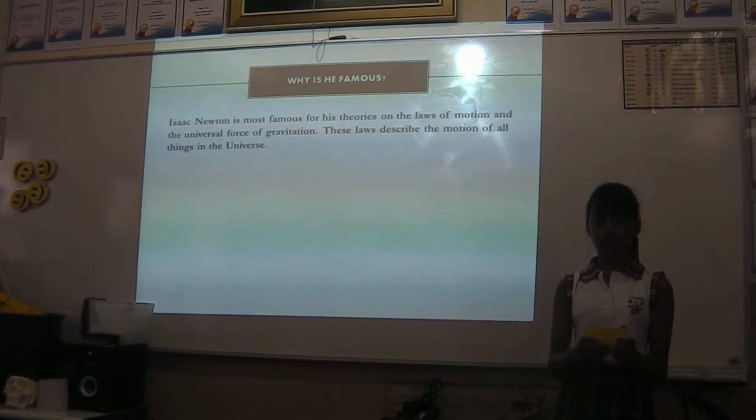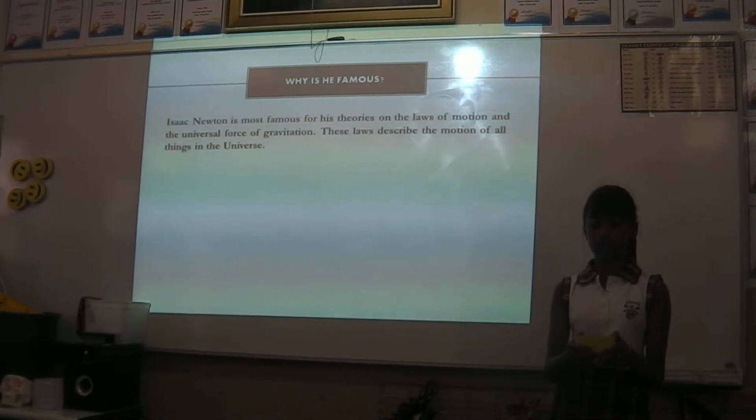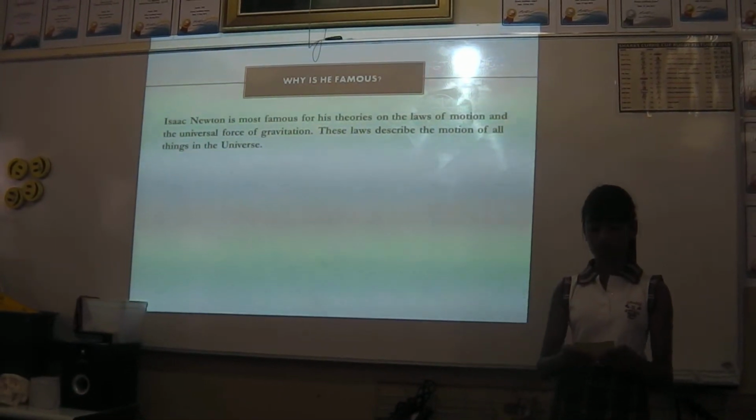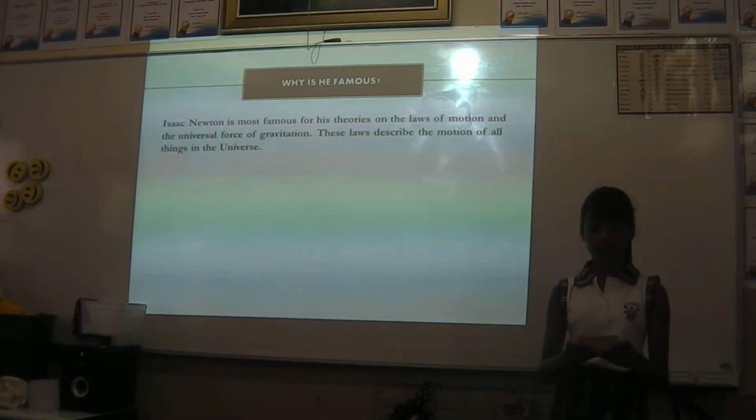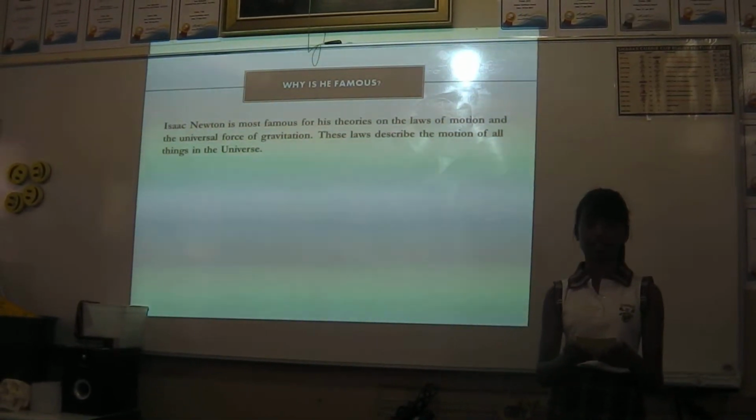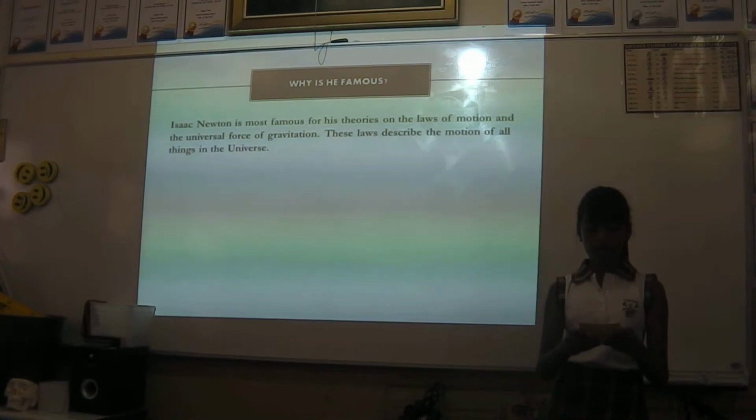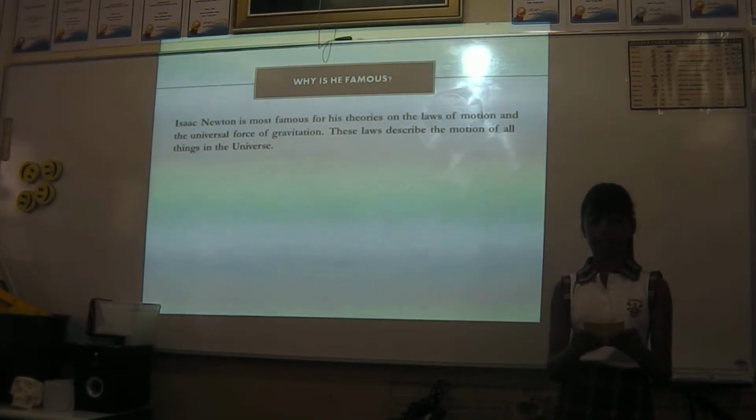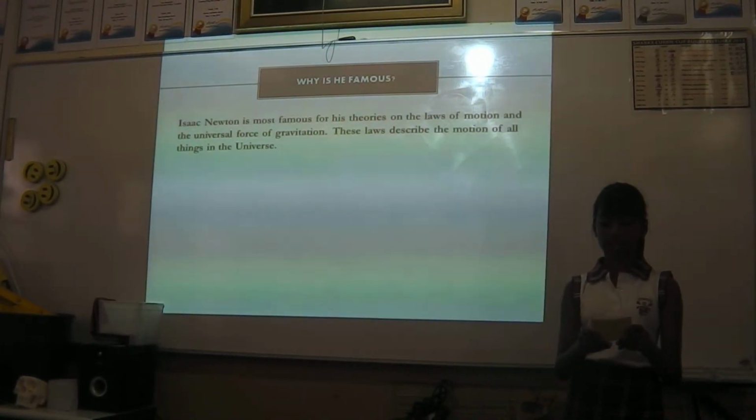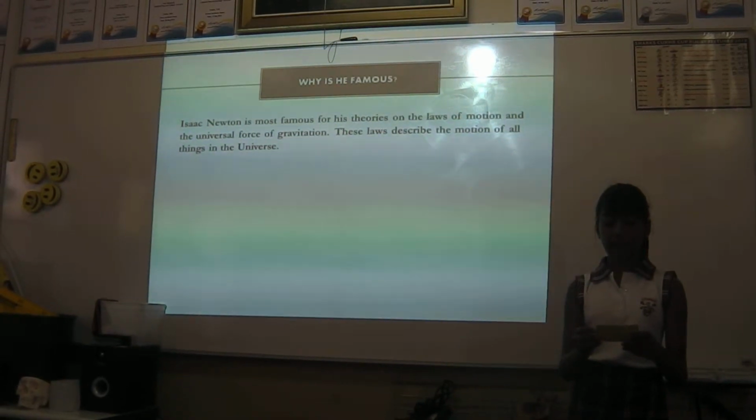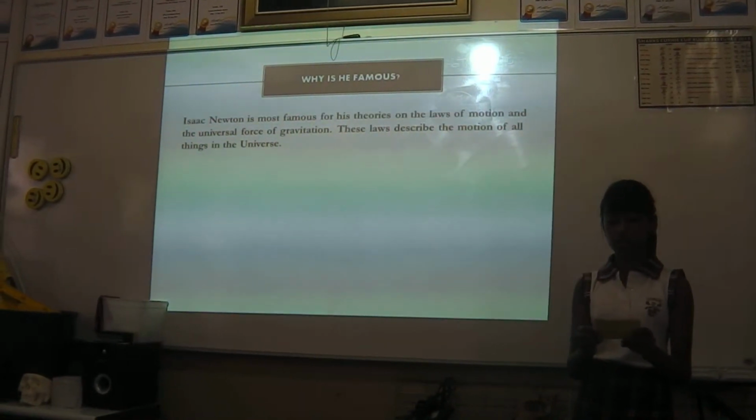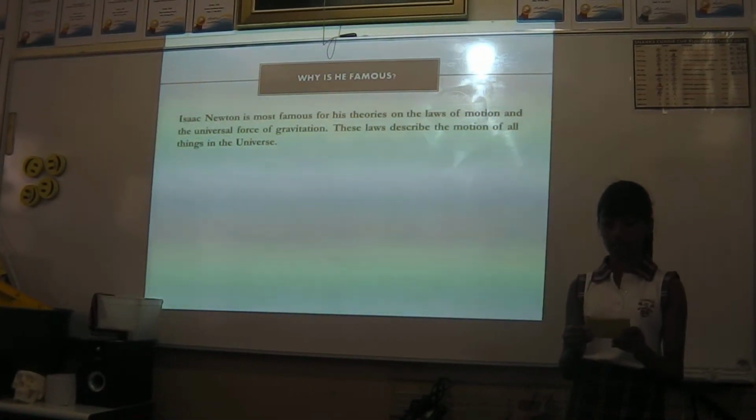Isaac Newton was most famous for his theories on the laws of motion and the universal force of gravitation. These laws describe the motion of all things in the universe. So basically, he was famous for what he discovered about gravity. These thoughts came to him while he was sitting under a tree and an apple fell to the ground. He questioned why it fell down rather than float up.